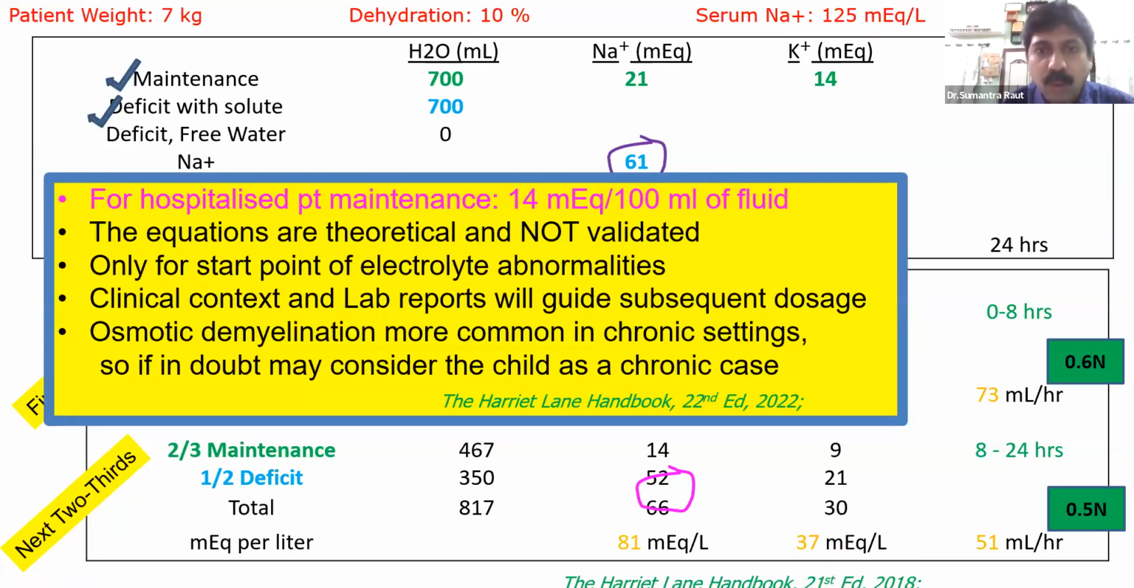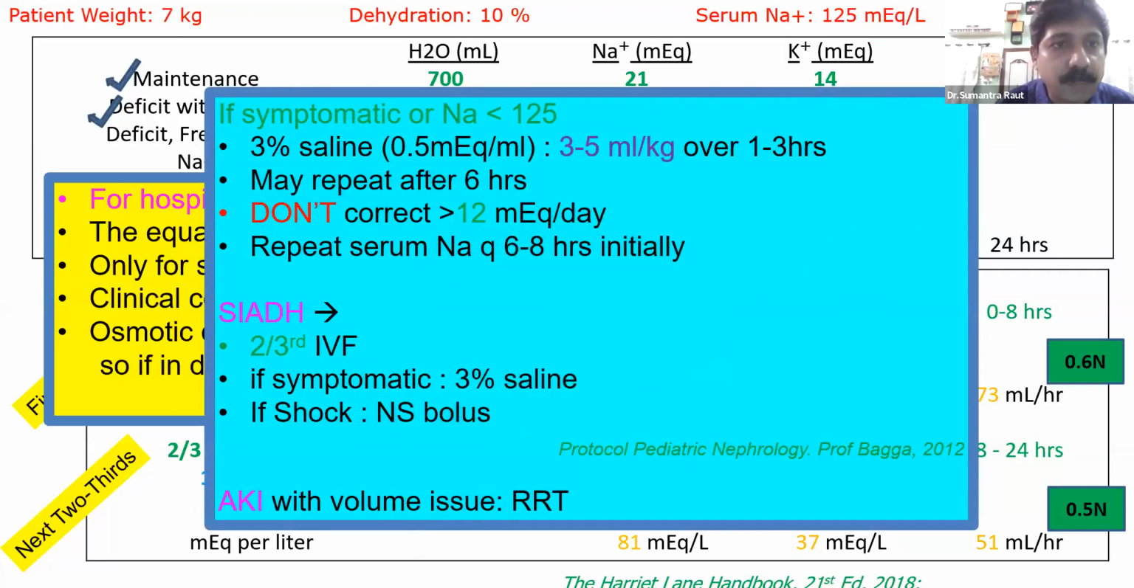So we can go through the whole formula in our next talk. Otherwise, for an easy equation in our ward, we can use 3% saline whenever the sodium drops to less than 125, but never go for a rapid correction of more than 8 to 10 milliequivalent per day. And in case of SIADH, we usually go for a little bit of fluid restriction as the first step.